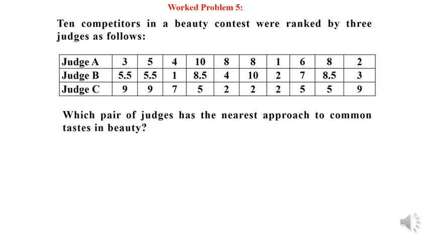Okay? So observe Judge A, Judge B, Judge C's ranks. So 10 competitors are there and there are repetitions of ranks in all the 3 rows. Let us work out this. First, solution. Computation of rank correlation coefficient.